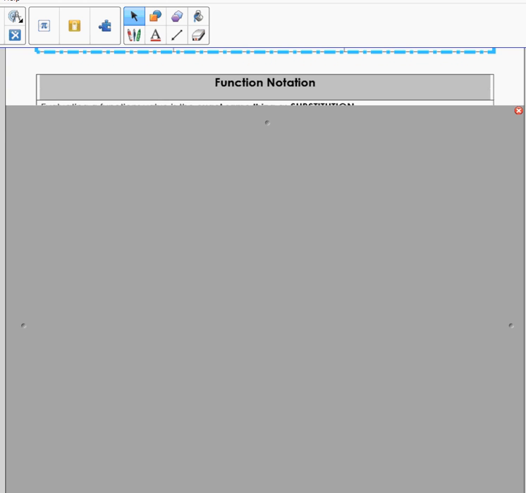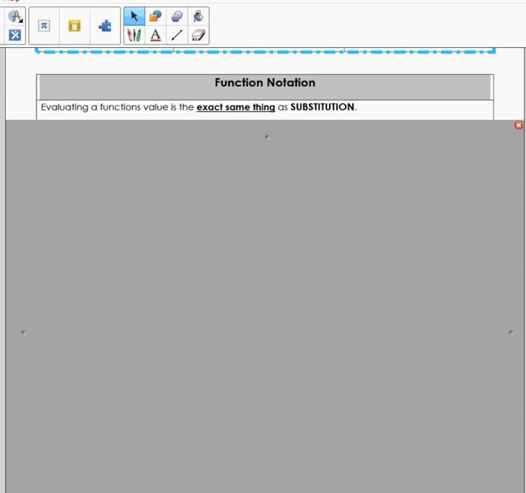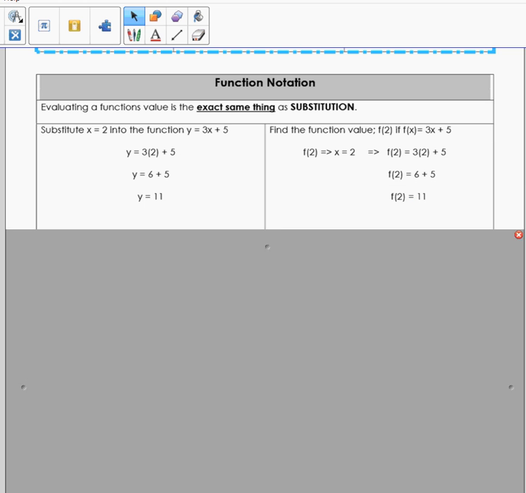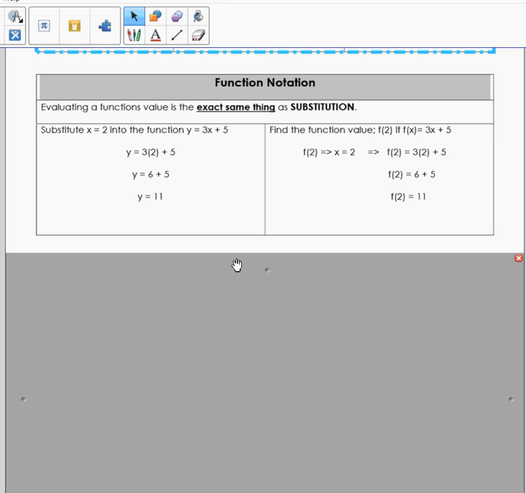So what we're going to talk about today is a few things with functions. First is function notation and evaluating functions. You guys have technically already done this, it just looks different. To evaluate a function's value, it's the same thing as substitution. If I gave you y equals 3x plus 5 and said, what is it when x is 2? You would say, if x is 2, I'm going to put 2 in for x. 3 times 2 is 6, and then 6 plus 5 is 11, so the answer is 11. It's the same thing, it just looks different.